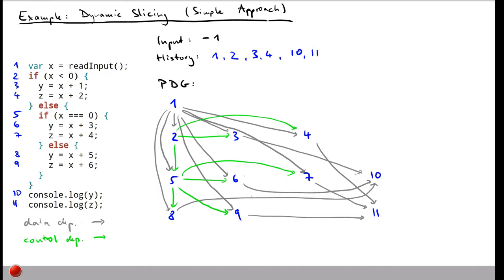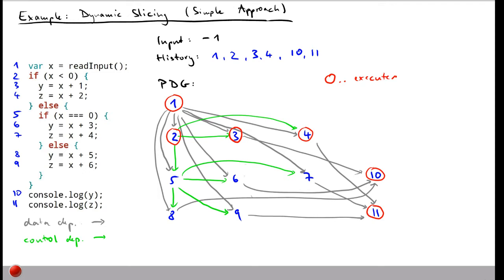Now, given this execution history and the statically computed program dependency graph, the idea to compute a slice is to first mark all the nodes that are actually executed in the history among the nodes in this graph. And this means we will mark node 1 and node 2 and node 3, also node 4, and then nodes 10 and 11. So this just means that these nodes are executed.